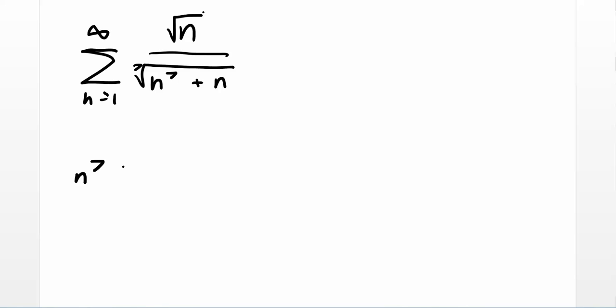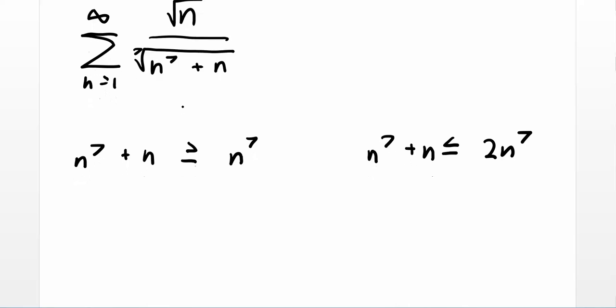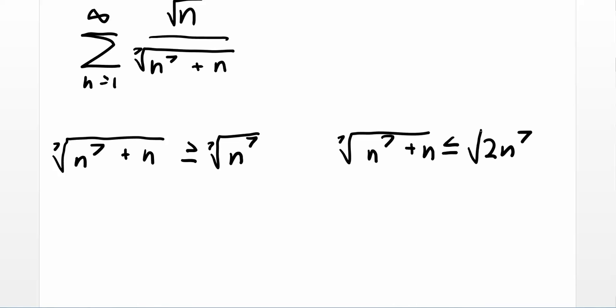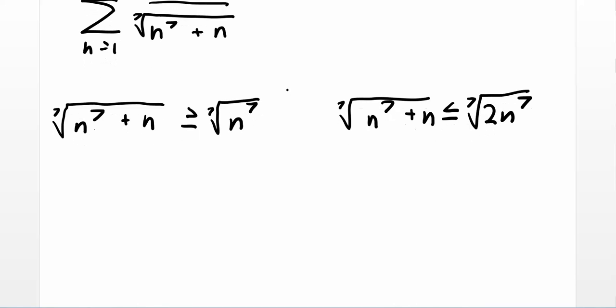n to the seventh plus n is greater than or equal to n to the seventh, and n to the seventh plus n is less than or equal to 2n to the seventh. So if this is true, this must also be true. Seventh root of both sides. We'll do that on both inequalities. So when I flip it, I get what I'm looking for.